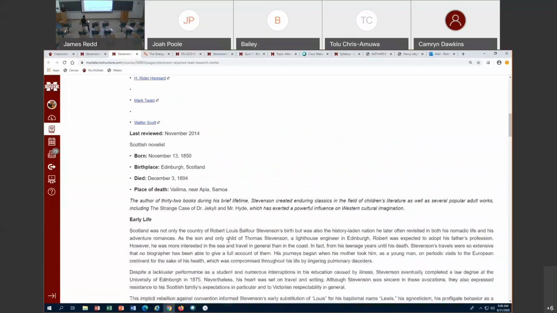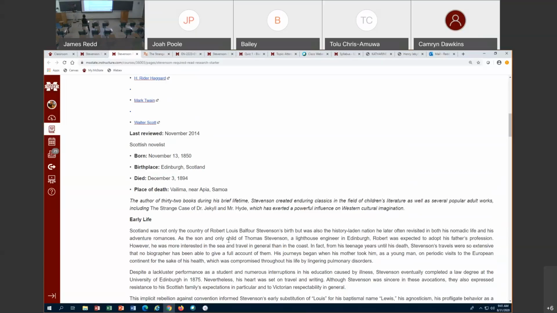Other things to keep in mind about Robert Louis Stevenson's life: he was a very sickly man, had tuberculosis, lived a lot of his life indoors, but he did travel to the United States, lived in the United States for a while. And he wrote a lot of adventure novels. Treasure Island is one of his more famous adventure novels that he wrote. And that's how most people know him.